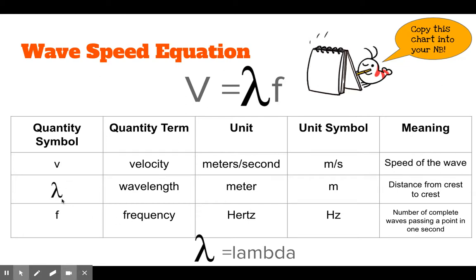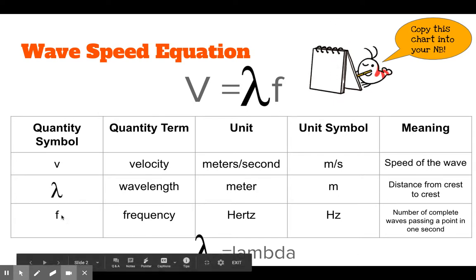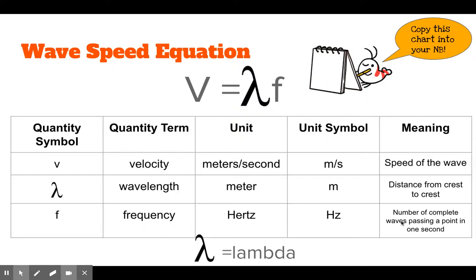This symbol right here is lambda, and it means wavelength. Wavelength is measured in meters. The symbol is m, and that's the distance from crest to crest. You know that. And then f is the frequency, which is measured in hertz. The symbol or abbreviation is Hz, and that means the number of complete waves passing a point in 1 second.